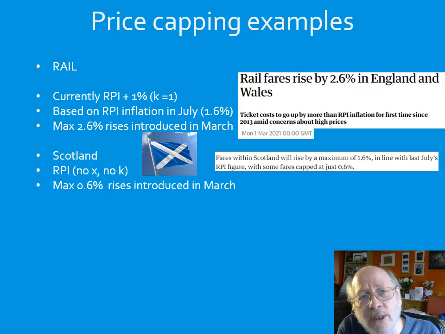So what happens in practice? Well, the rail regulator currently allows rail firms, TOCs, train operating companies, to increase their prices in real terms by 1%. So they have a K of 1. And it's based on the RPI, not the CPI, inflation rates in July, which was 1.6%. Therefore, in March 2021, they are allowed to increase their price by 1.6% plus 1, which is 2.6%. In Scotland, it's slightly different because they are not allowed to increase their price in real terms. So presumably, the ORR feel that the rail firms need money to invest.